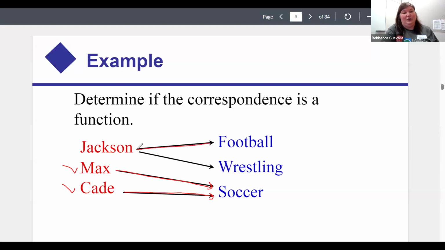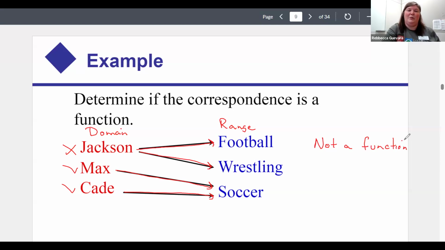Jackson decided he is going to do football and wrestling. Jackson is doing 2 things. This makes this not a function. And once again, remember, domain is always first, left to right, domain, range. So this is a good example because what we're looking for is that these people can only be involved in one sport. If you're involved in 2 sports, you automatically make this no longer a function.